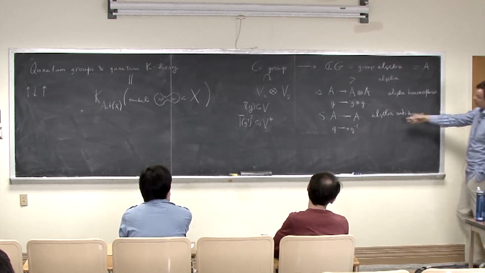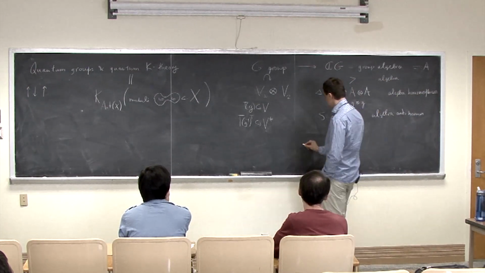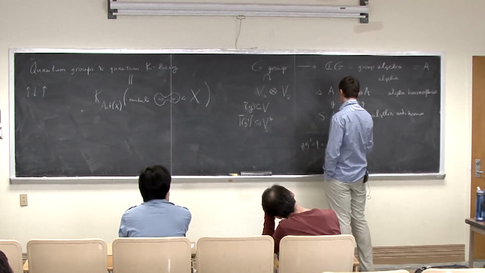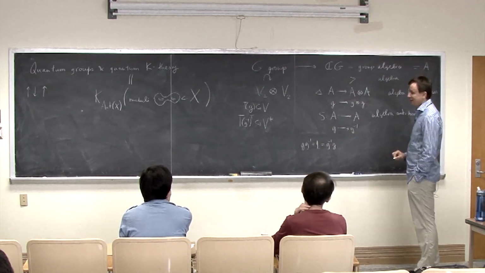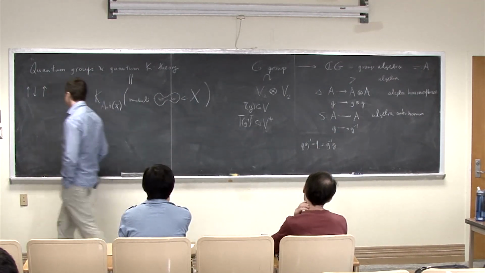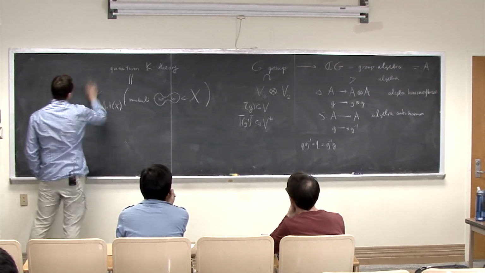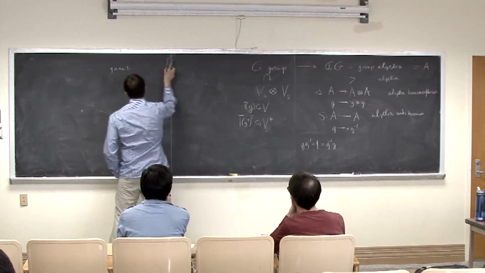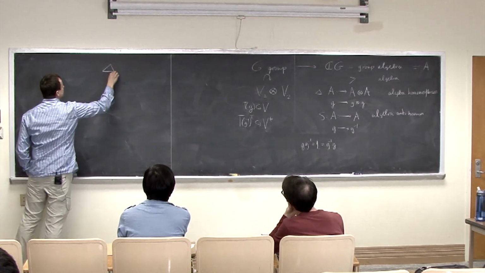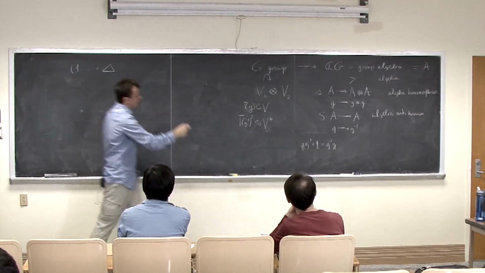And these two satisfy an obvious identity. So what does this identity say? That G times G inverse equals 1 equals G inverse times G. And what does that say in terms of algebras? If I take the coproduct, it's called coproduct, and I apply the antipode, this is called coproduct, this is called antipode.